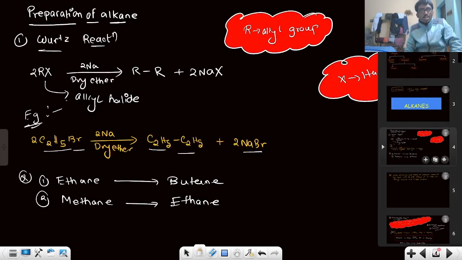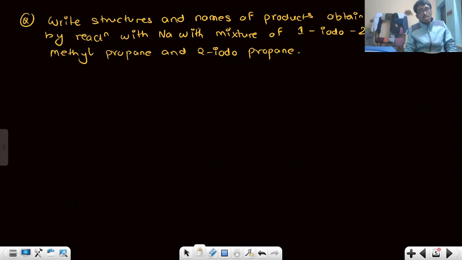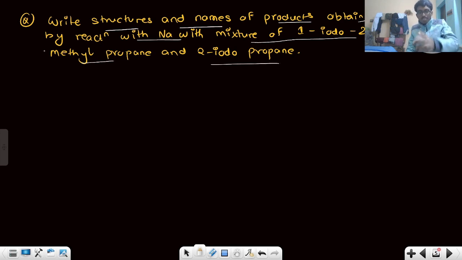Woods. This is the Wurtz reaction I've discussed. Now let's solve this question. This question was supposed to be solved here, but we did not do it. Never mind, no problem. See here. Structure and name of the products obtained with reaction of Na with a mixture of 1-iodo-2-methylpropane and 2-iodopropane. This type of question is very important.